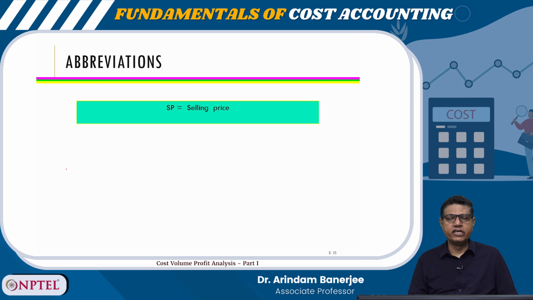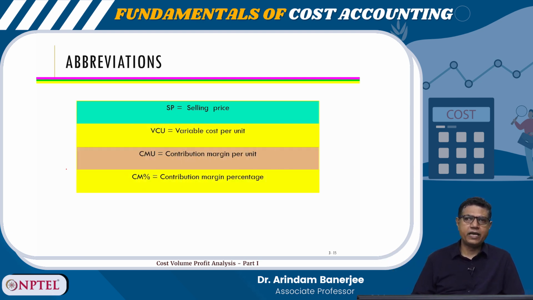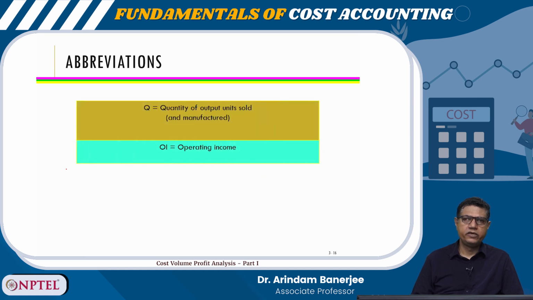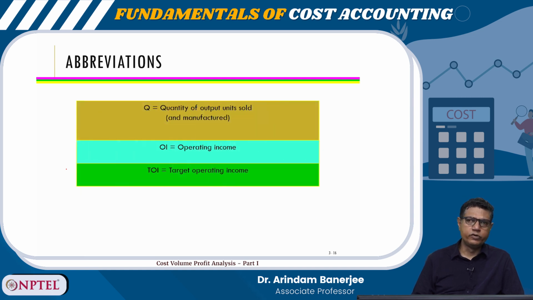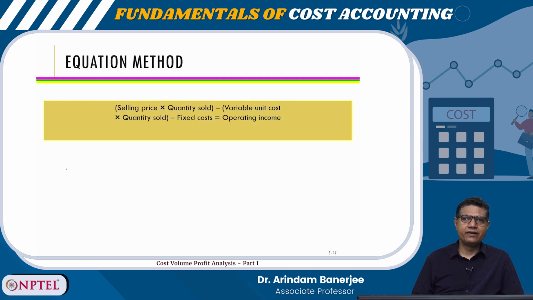Now, there are a few abbreviations which we will use in the forthcoming slides. Sell price is SP, VCU is variable cost per unit, CMU is contribution margin per unit, CM percentage is contribution margin percentage, FC is fixed cost, Q is the quantity of output units sold, OI is operating income, TOI is target operating income, TNI is target net income. So, in the equation, I can write like this.